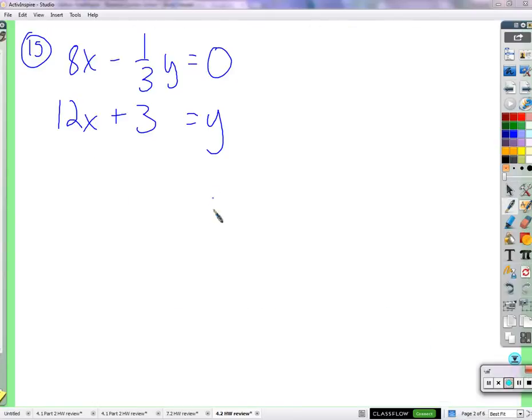Using substitution here, we're going to take what one equation tells us and sub it into another equation, right? So what's this equation telling us? That y equals 12x plus 3. So we know what y is supposed to be. Okay, so it's telling us what to replace y with. It is telling us y is quite literally 12x plus 3.